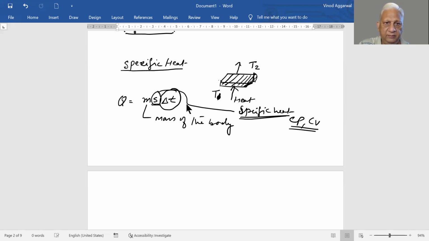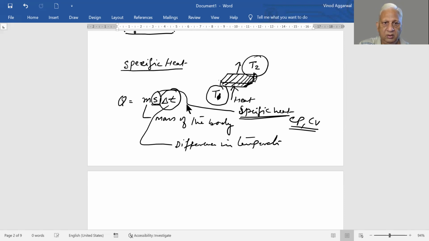And this delta T is the difference in temperature. For example, if this body was heated so that its temperature rose from T1 to T2, then delta T will be T2 minus T1. Right?